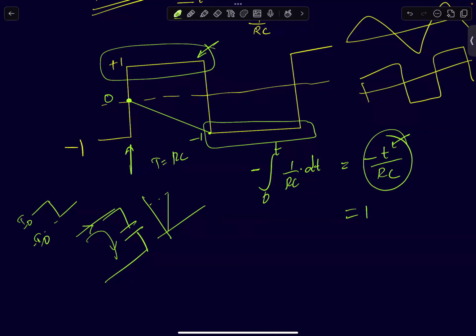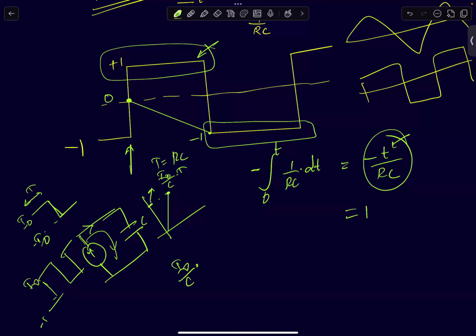So if the capacitor value is C, the value it reaches is I0 by C into T, where T is the on time. Once it reaches this value, suddenly I'm flipping the polarity of the current. I'm injecting a pulsed current source here. This is I0 and this is minus I0. If I do this, I'm flipping the polarity of the current.